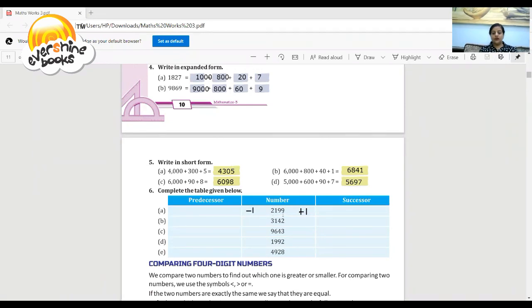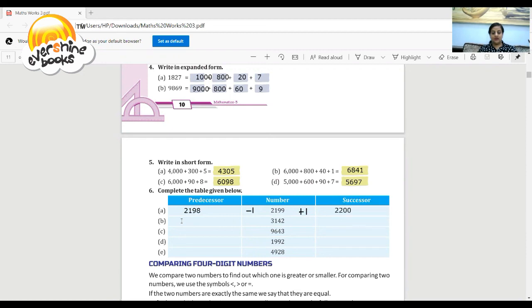Okay, students, so we will do it. Like 2199 means 2199. What comes before? 2198 will come before. That is the predecessor. And if we want to know the successor, we have to add 1. 2200 will be the successor of this number.